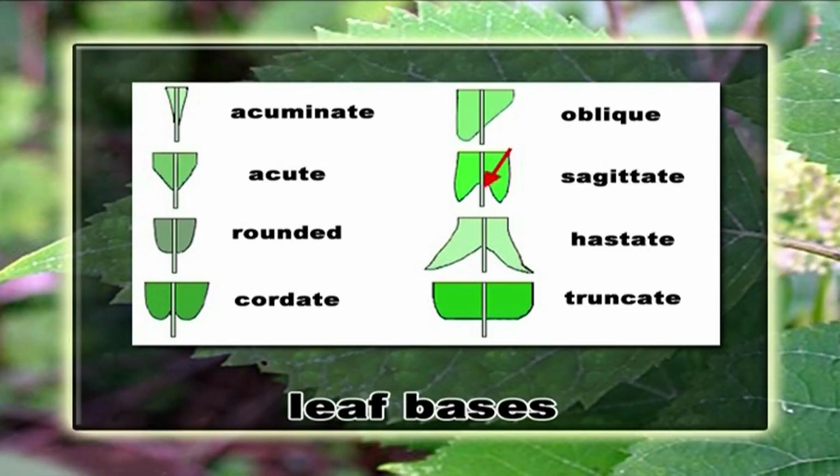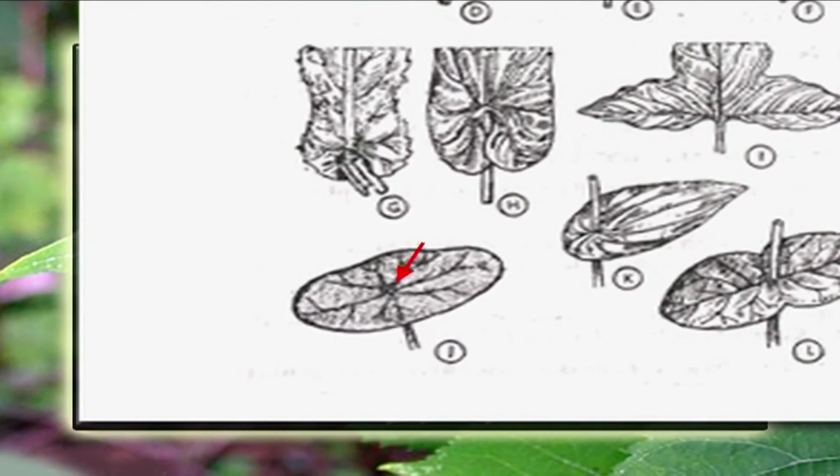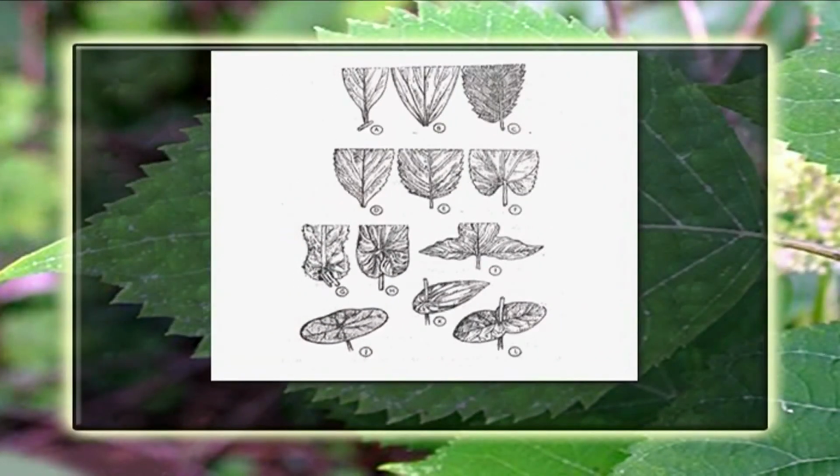Sagittate, leaf with arrow-shaped basal lobes turned downwards and inwards. For example, Arabis perfoliata, a tower mustard. Hastate, leaf with a pair of basal lobes spreading gradually outwards. For example, Polygonum auberti. Peltate, leaf with petiole attached near the center on the ventral surface of orbicular lamina. For example, Nelumbo or Garden nasturtium, etc.